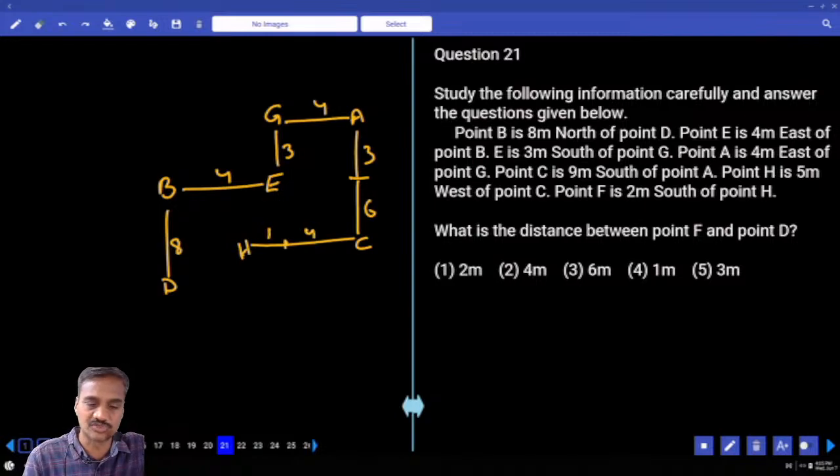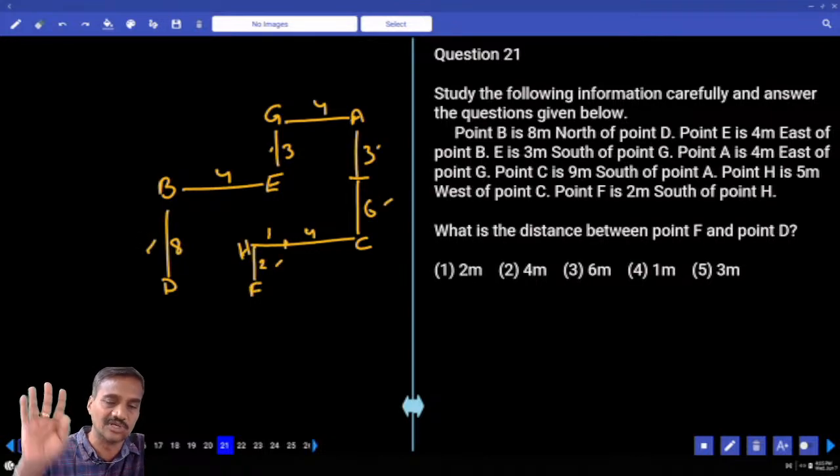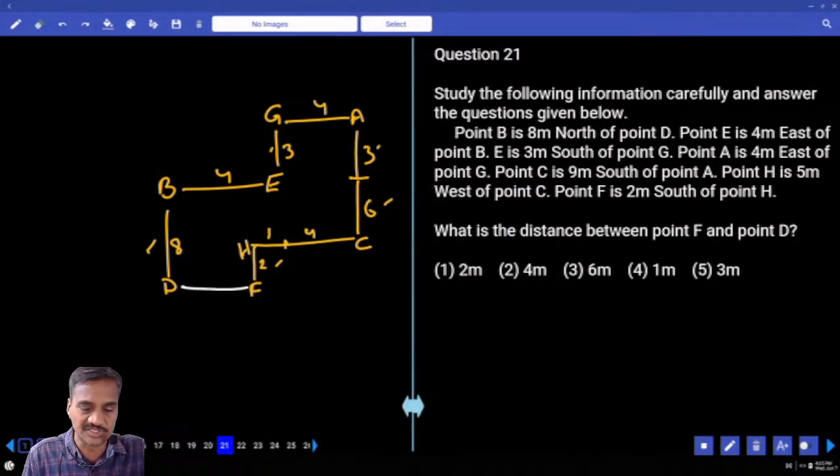F is 2 meters to the south of H. Now 3 plus 6, 9 plus 2, 11, 8 plus 3, 11. That means D and F are in a horizontal straight line. Then what is the distance between F and D? What is the distance here? Out of these 4, 1 already covered. The remaining is so much? 3 meters. Now 3, that is given in choice 5, question number 21.